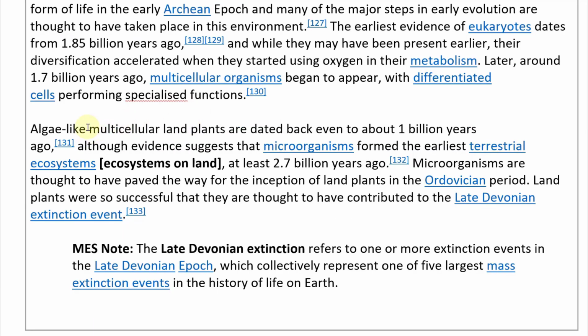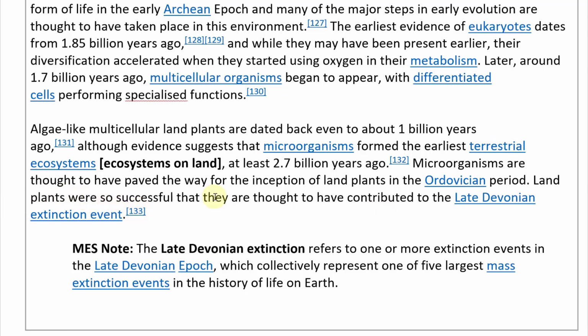And going further, so algae-like multicellular land plants are dated back even to about 1 billion years ago, although evidence suggests that microorganisms formed the earliest terrestrial ecosystems, or ecosystems on land, at least 2.7 billion years ago. Going further, so microorganisms are thought to have paved the way for the inception of land plants in the Ordovician period. I think it's pronounced Ordovician period. Alright, so I had to search that up.